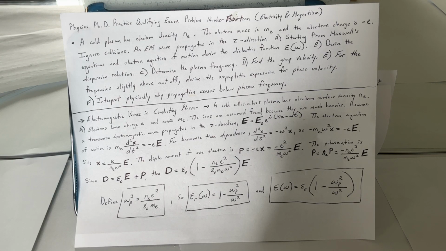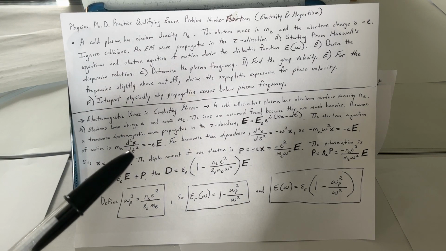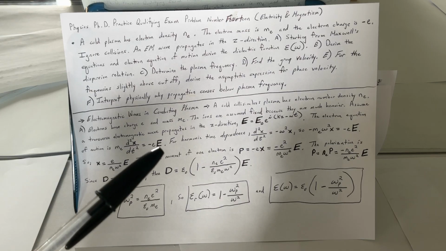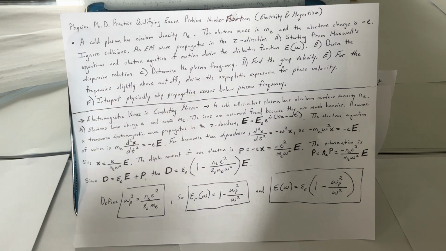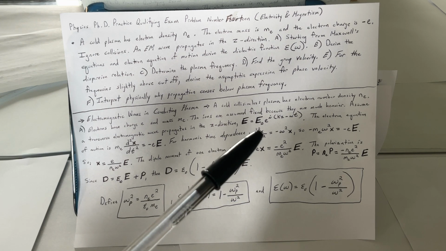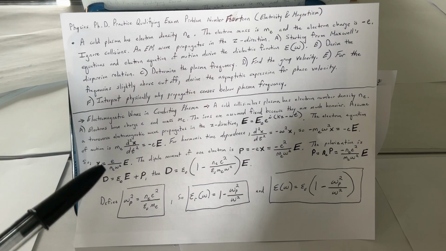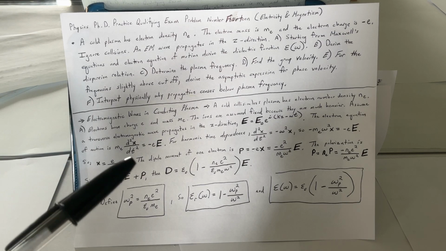The electron equation of motion is m sub e times the second derivative of x with respect to t equals negative e E. For harmonic time dependence, the second derivative of x with respect to t equals negative omega squared x. So negative m sub e omega squared x equals negative e E. So x equals e over m sub e omega squared times E.